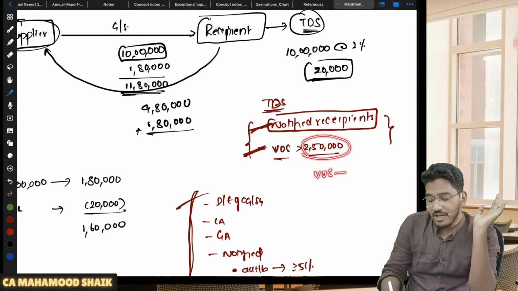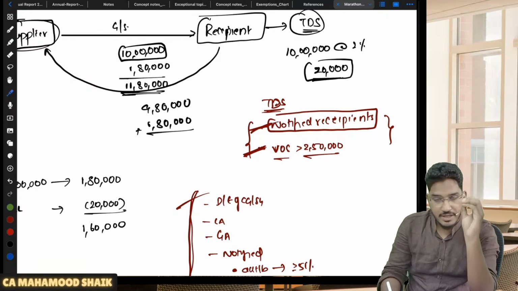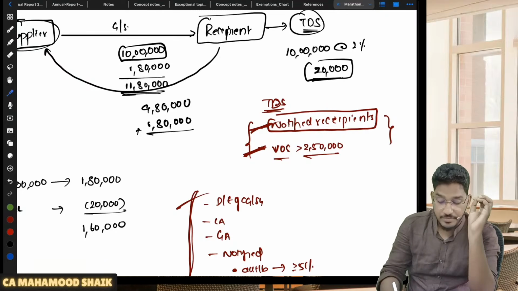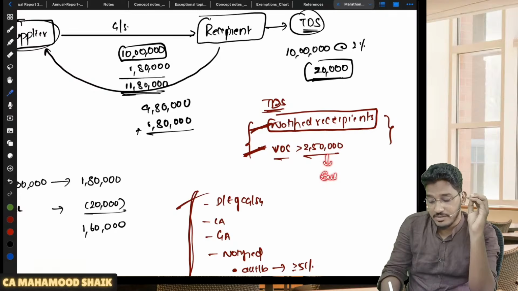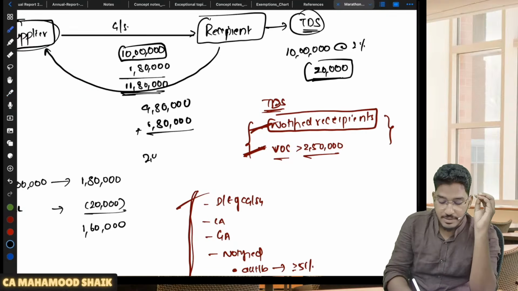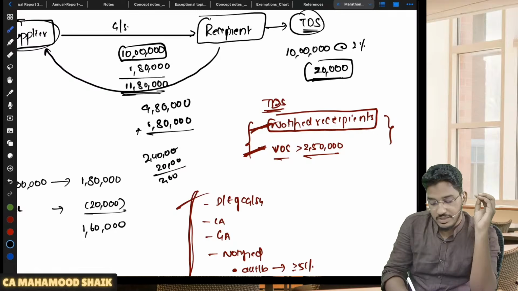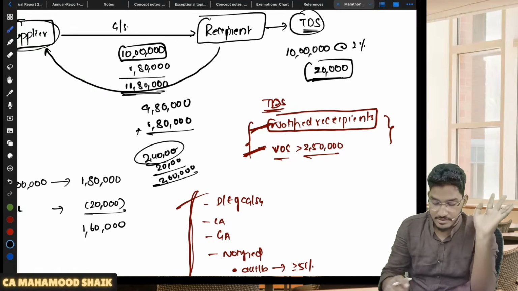And while calculating that value of supply, you consider only taxable supply, not exempt supply. And while calculating whether the value of supply under a contract has exceeded 2,50,000 rupees or not, take the value excluding the taxes. Don't take the value including the taxes. Let us say, for example, the value of supply is 2,40,000 rupees, GST is 20,000 rupees, totally 2,60,000. Is TDS required to be deducted? No. Why? Because you are required to consider only the value exclusive of taxes, not inclusive of taxes.